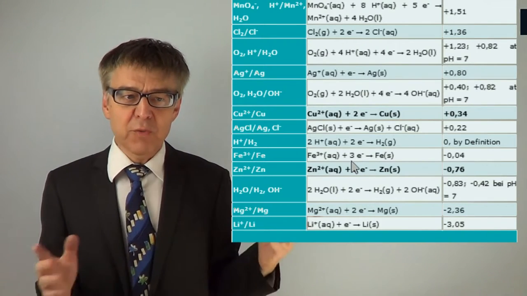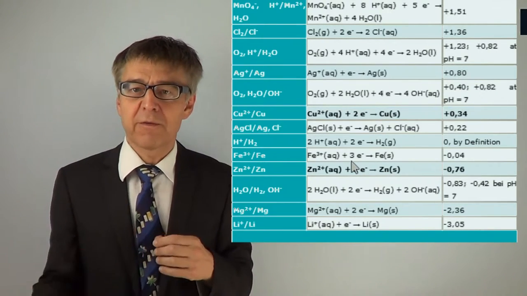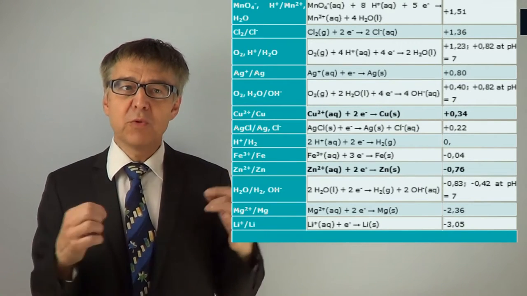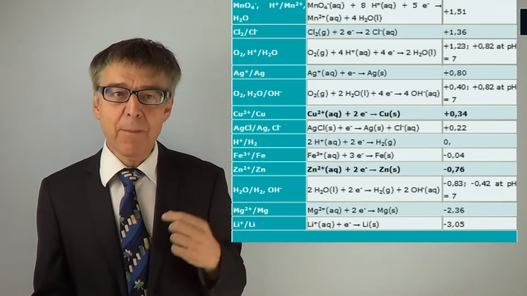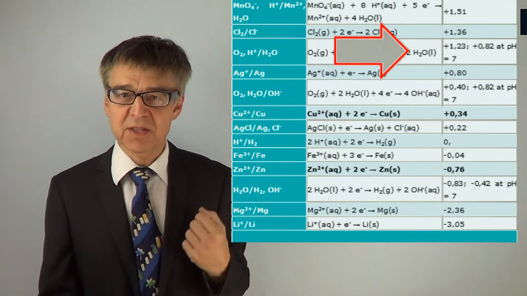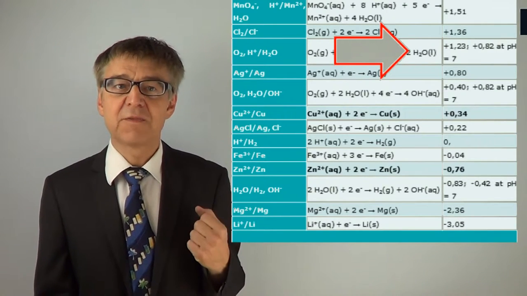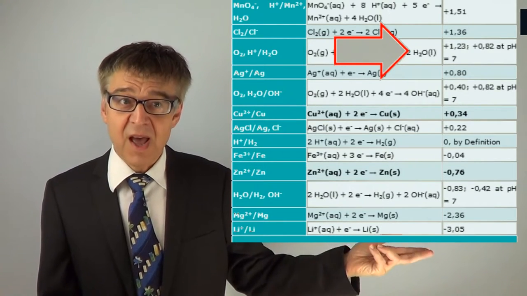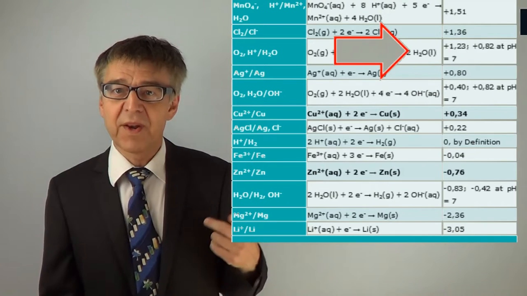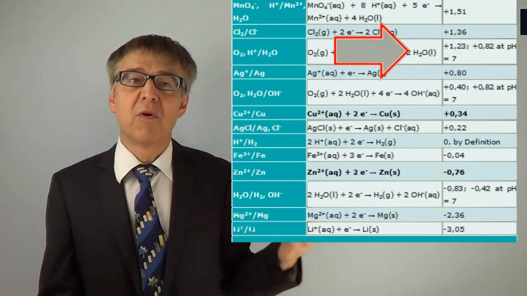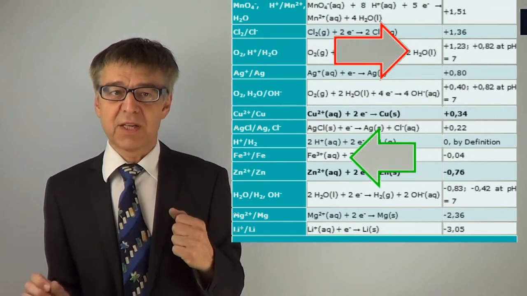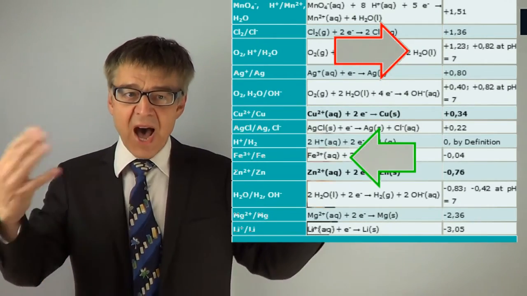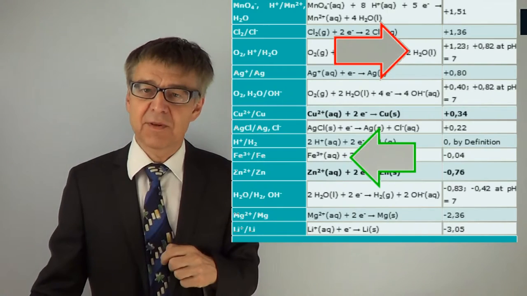Ultimately, each redox reaction is a tug of war for electrons. If you combine two redox couples, the top half reaction with a more positive potential proceeds from left to right as a reduction, and the bottom half reaction with a negative potential from right to left as an oxidation. High oxidizes low; high snatches low's electrons.